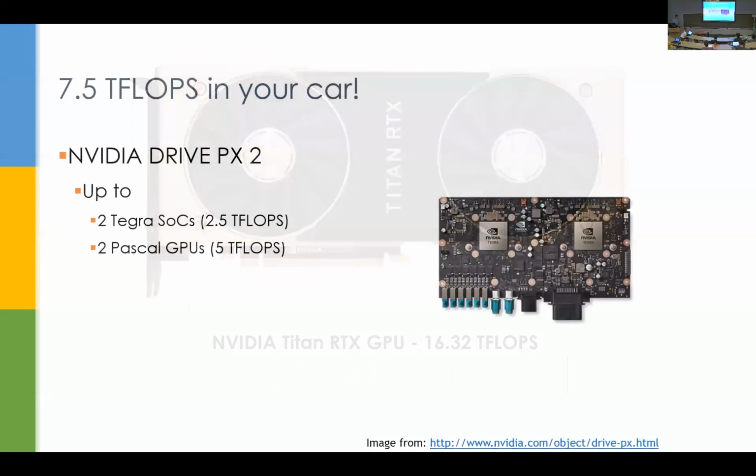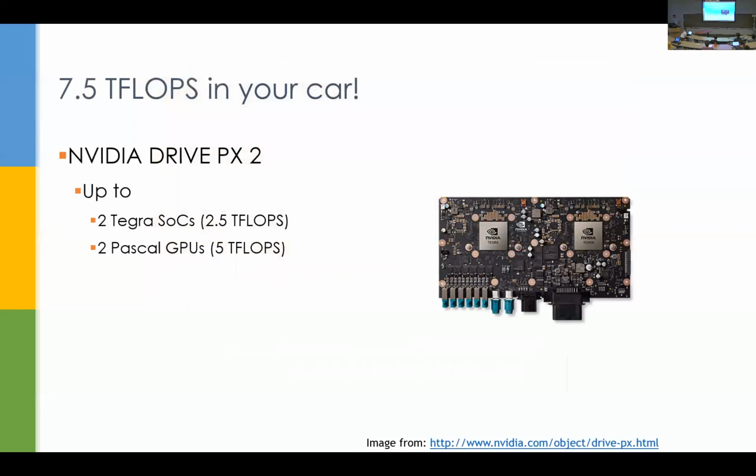And then for those of you interested in autonomous driving, the Drive PX2 that NVIDIA uses for their autonomous driving cards is up to 7.5 teraflops. It has 2 GPUs and 2 Tegra cores on it. So that gives it that much performance.